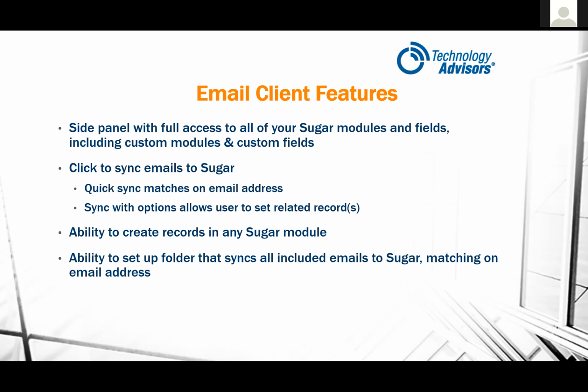So within the email client itself, I'm going to be demoing using Outlook. However, the Google functionality is equivalent if you're using Gmail. You'll have a side panel with full access to all of your Sugar modules and your fields, including custom modules and custom fields. So that's the big difference between the Sugar Outlook plugin sidebar and the Sugar Connect sidebar, is that the Sugar Connect sidebar is fully configured to match your system automatically. It just reads your Sugar layouts and uses those same layouts in Outlook or Google.